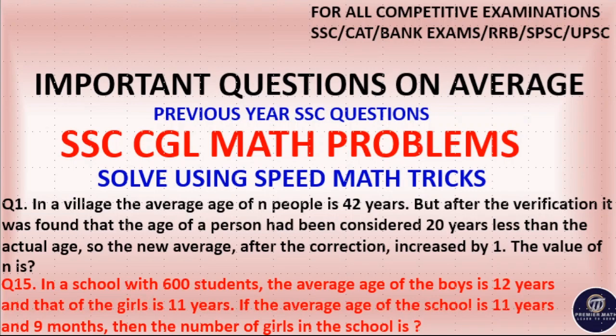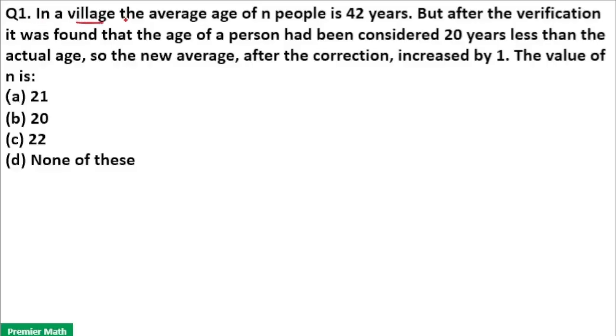Our first question is, in a village, average age of n people is 42 years. But after the verification, it was found that age of a person had been considered 20 years less than the actual age. So the new average after the correction increased by 1. The value of n is? Here with the shortcut, you can find the answer in few seconds. I will show you that.